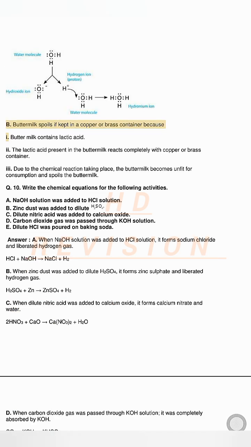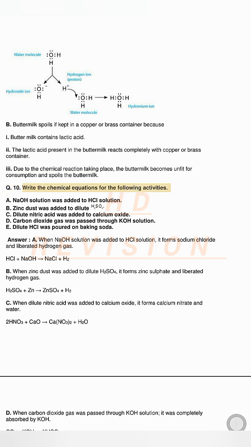B. Buttermilk spoils if kept in a copper or brass container because: I. Buttermilk contains lactic acid. II. The lactic acid present in the buttermilk reacts with the copper or brass container. III. Due to the chemical reaction taking place, the buttermilk becomes unfit for consumption and spoils.